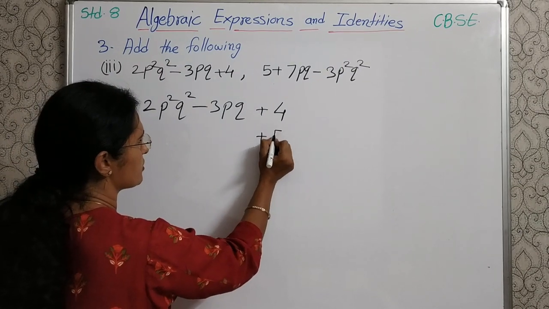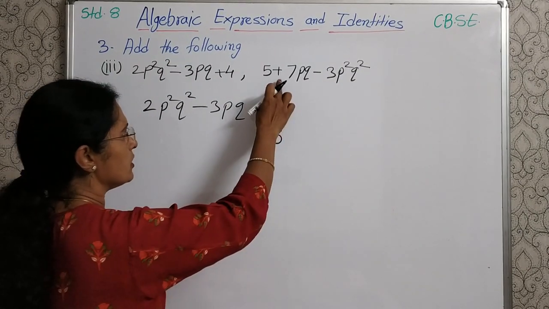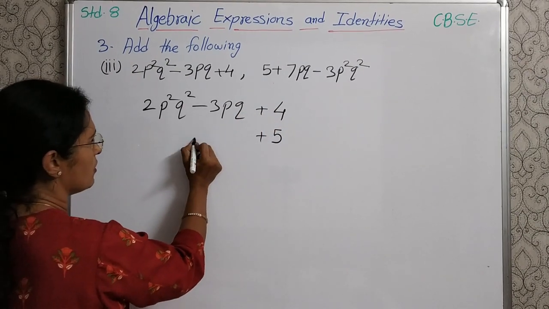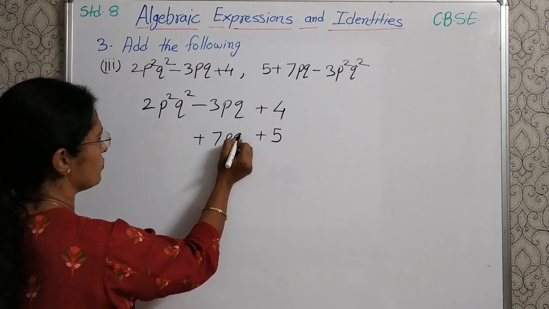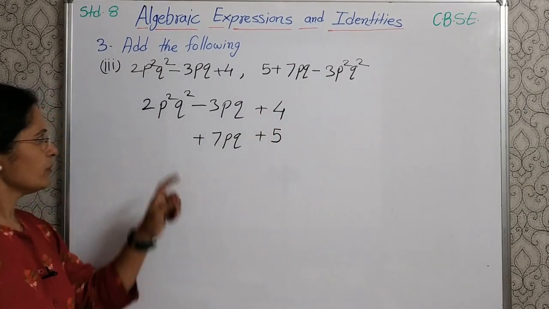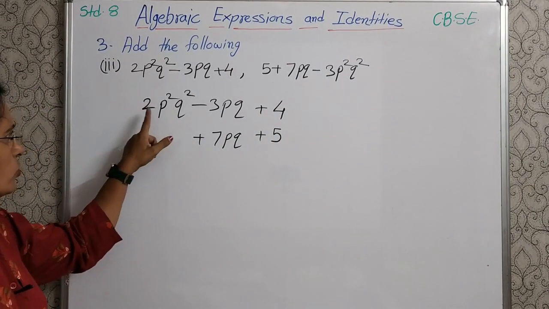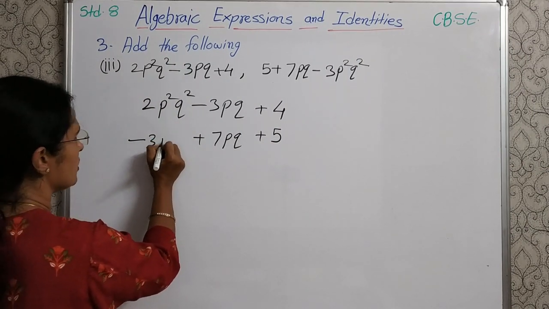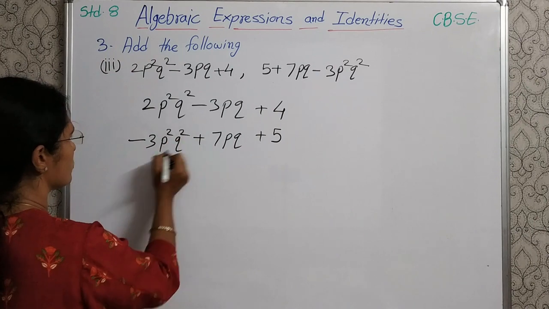These are like terms without variable. Then plus 7pq will be written here, plus 7pq. So these are the like terms. And then minus 3p square q square will be written below 2p square q square because these are like terms. Minus 3p square q square.